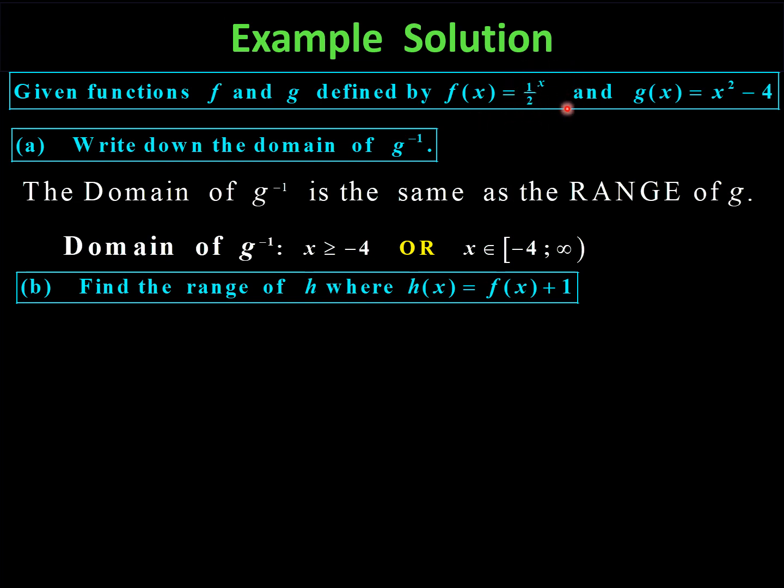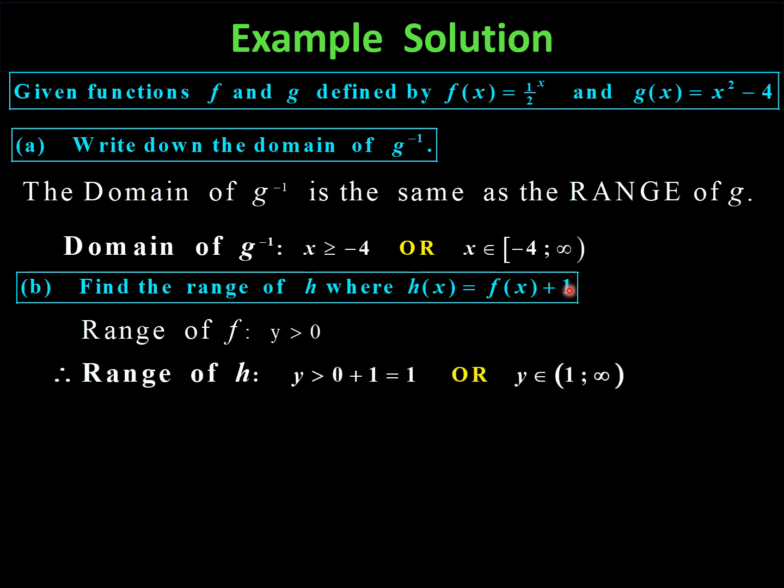This is an exponential, so its range is, that's right, y greater than 0. So I have to take the range of f. The range of f is y greater than 0. But because I'm shifting it 1 up, the range of h will be y greater than 0 plus 1. So that becomes y greater than 1. Or we can just say y is an element of (1, infinity). So that means it was shifted 1 up, so the range has just been adjusted there.